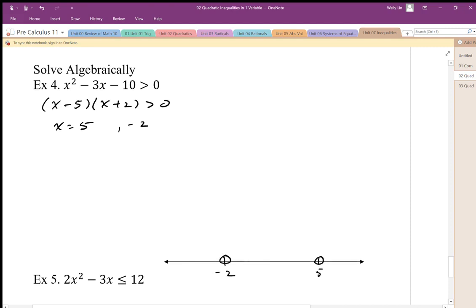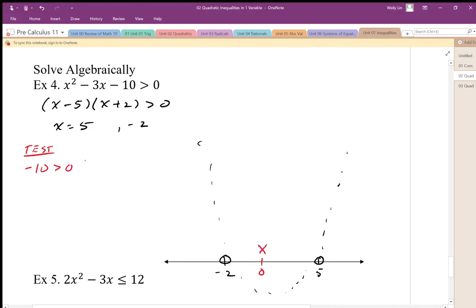Now, if you can visualize what the graph looks like, it should be a parabola opening up, and you can then determine that above is going to be on the outside. We can also test, and testing is a very useful strategy if it's easy. So I'm going to test x equals 0. When I plug in 0 up here, 0 minus 10 is greater than 0. That does not represent a solution.